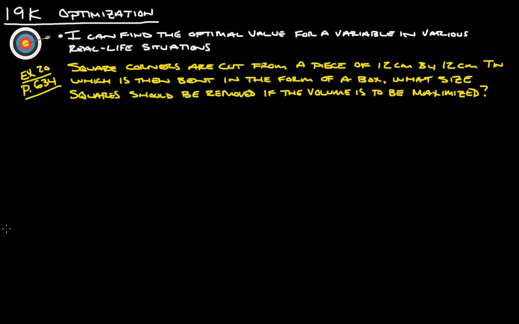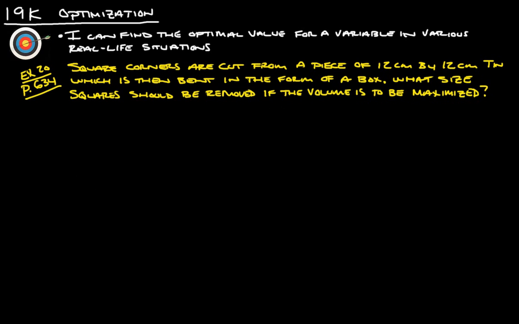One last example to hit, and this is example 20 from page 634. Square corners are cut from a piece of 12 centimeter by 12 centimeter tin, which is then bent in the form of a box. What size squares should be removed if the volume is to be maximized?